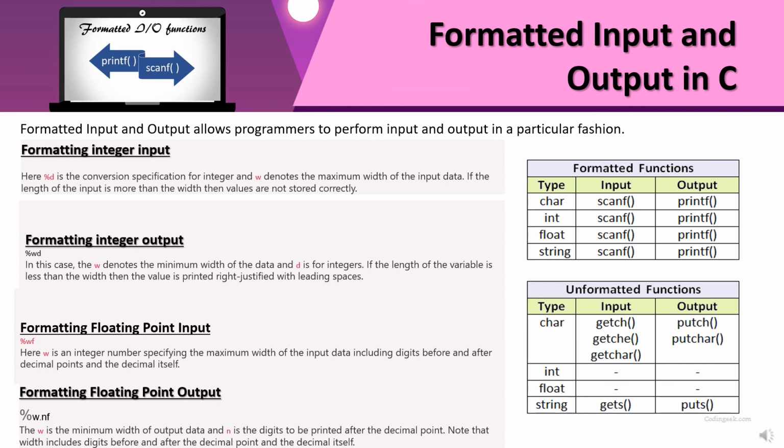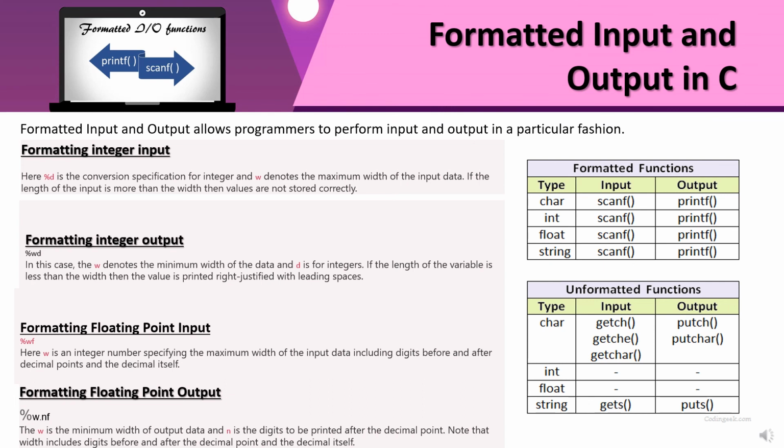In this case, %wd, the w denotes the minimum width of the data and d is for integer. If the length of the variable is less than the width, then the value is printed right justified with leading spaces. It's called formatting integer output.